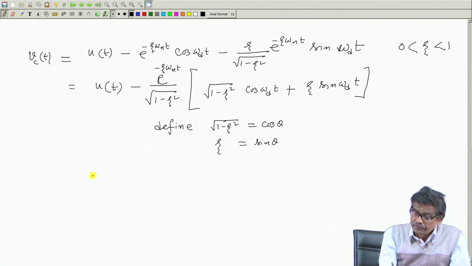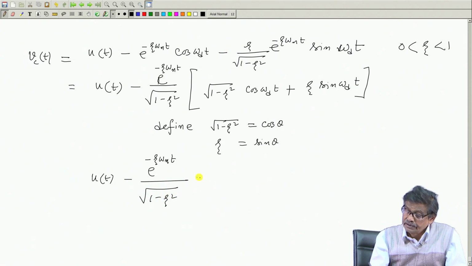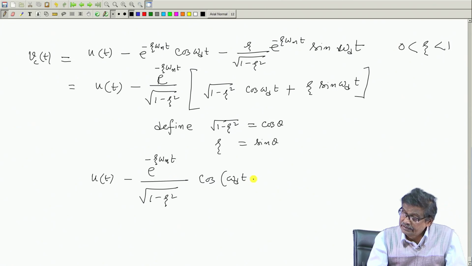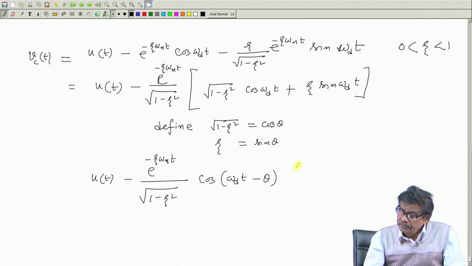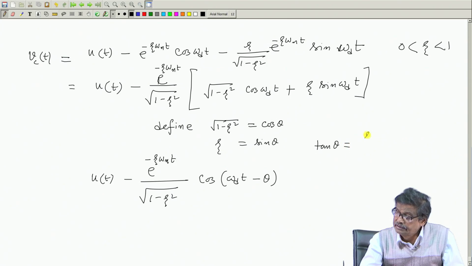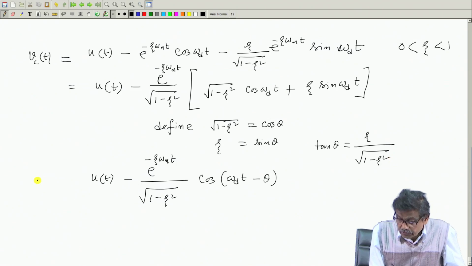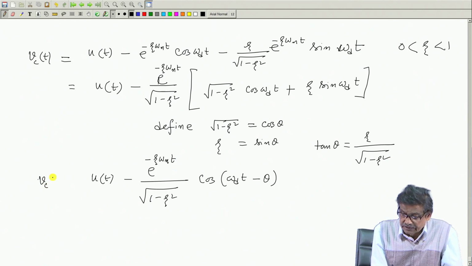So, in that case I will write it as u(t) minus e to the power minus zeta omega n t over root over 1 minus zeta square into cos a cos b plus sin a sin b, which is cos of omega d t minus theta. Got the point? What is tan theta? Where tan theta is zeta by root over 1 minus zeta square. So, this will be the capacitor voltage V c of t.